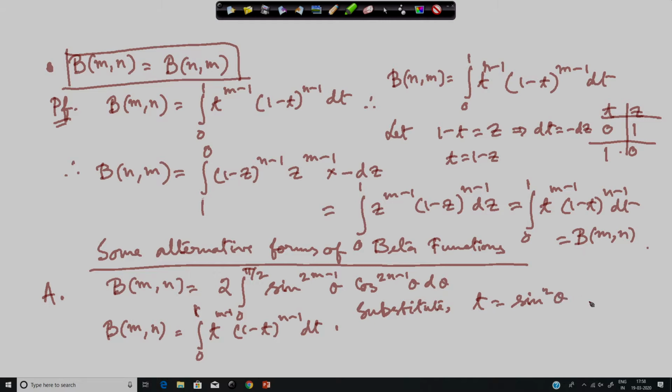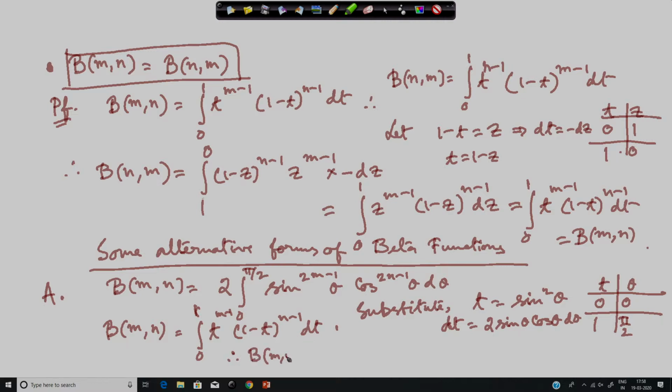So, if t equals sine square theta, dt is 2 sine theta cos theta d theta. And what about the limits? When t is 0, you can see sine square theta is 0, so theta is 0. When t equals 1, if I take sine theta as plus 1, then theta becomes pi by 2.